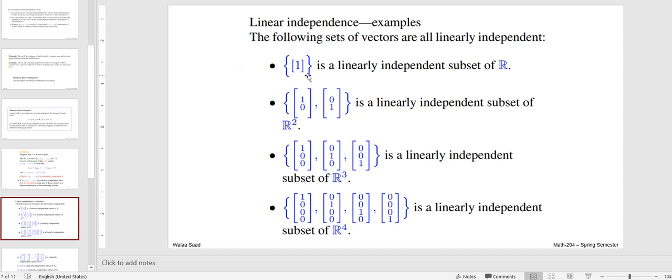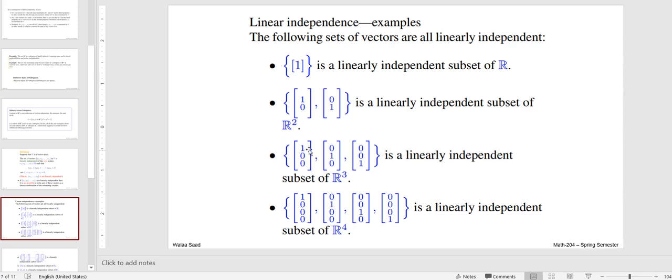Now, if we have a set of one vector, it means that it's linearly independent. This set is linearly independent because it's including only one vector. So with no doubt, it's linearly independent. Also, if we have such two vectors, where in every corresponding elements, one of them is 0. So the first elements, one of them is 0. The second elements, one of them is 0. Then this set is a linearly independent subset of R2.